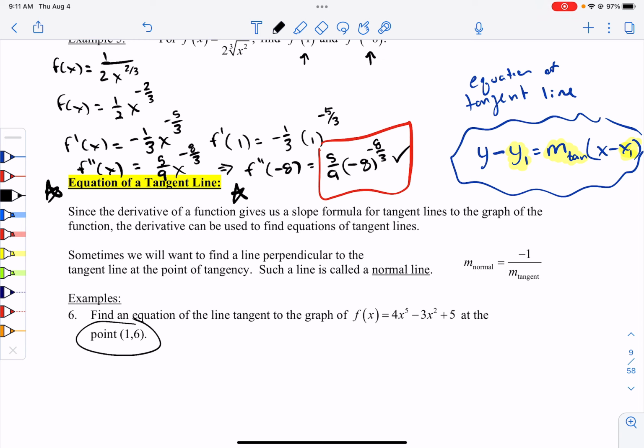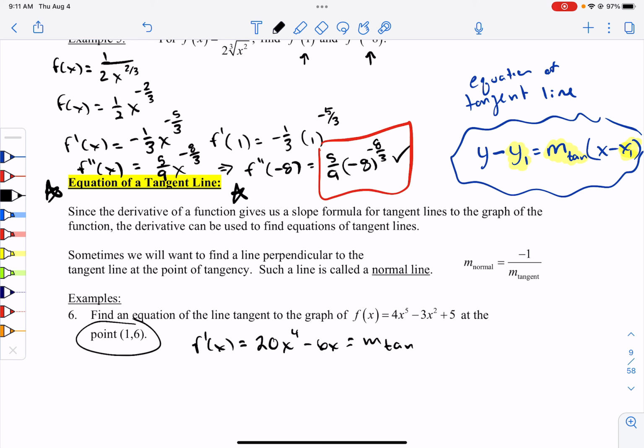Well, you know a really quick way to find the slope. It's to take the derivative. So f prime of x equals 20x to the 4th minus 6x. The plus 5 goes to 0. There's my formula for my tangent line, right? That equals the slope of the tangent. Not my formula for my tangent line, my formula for the slope of my tangent line.